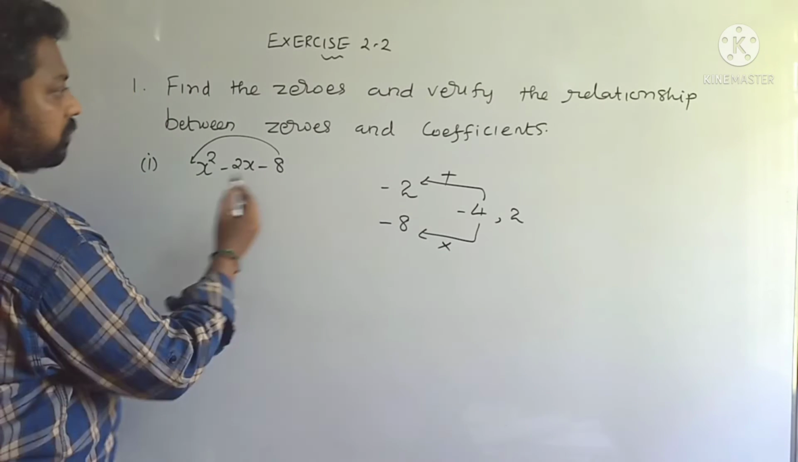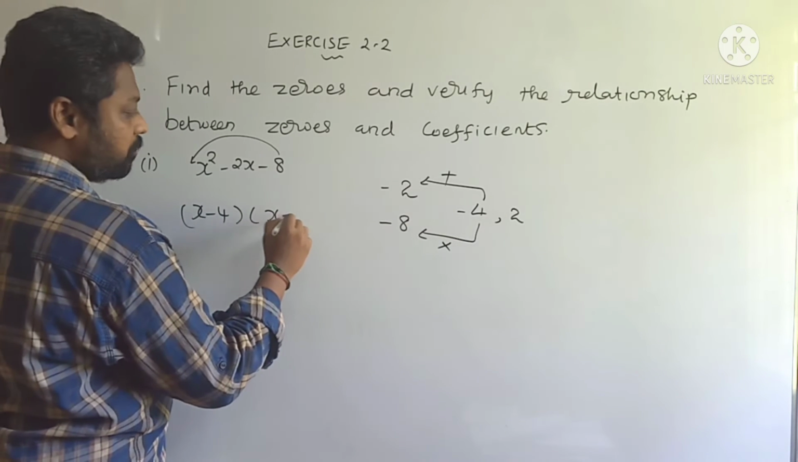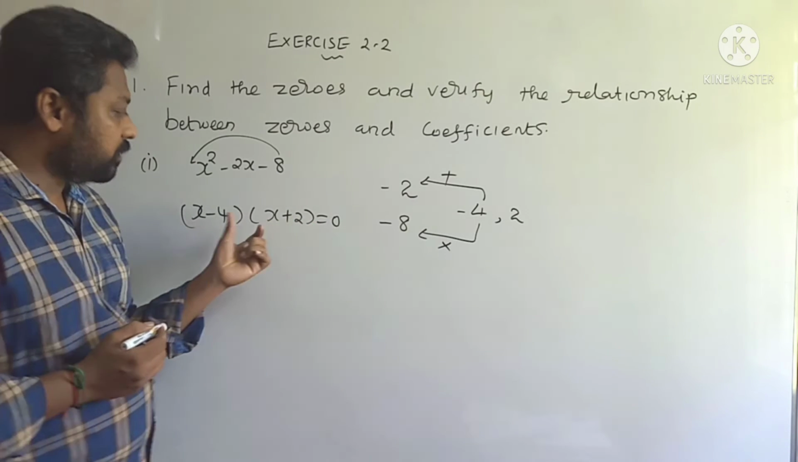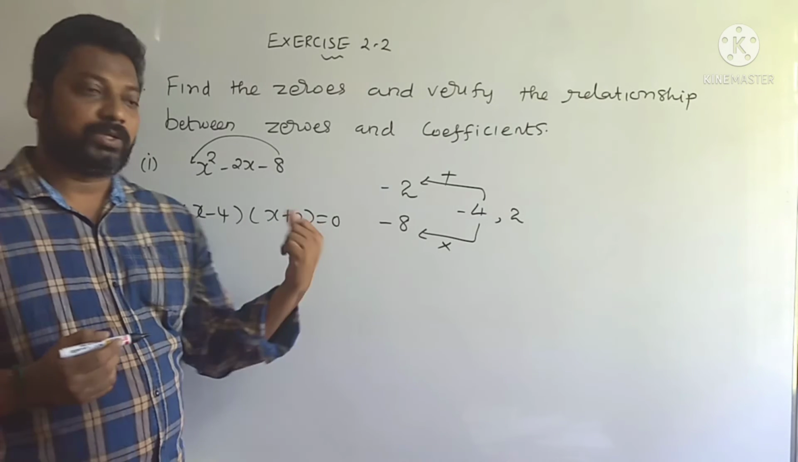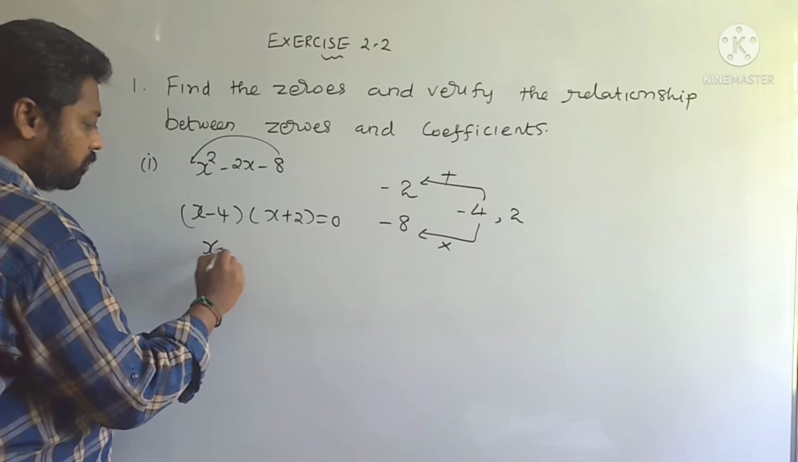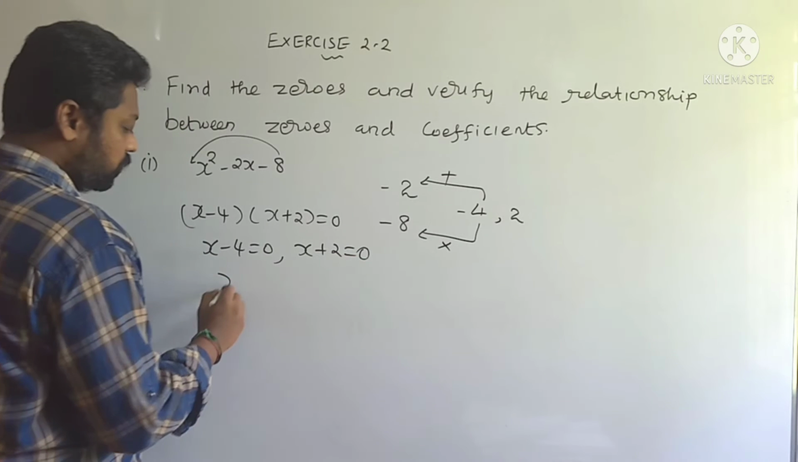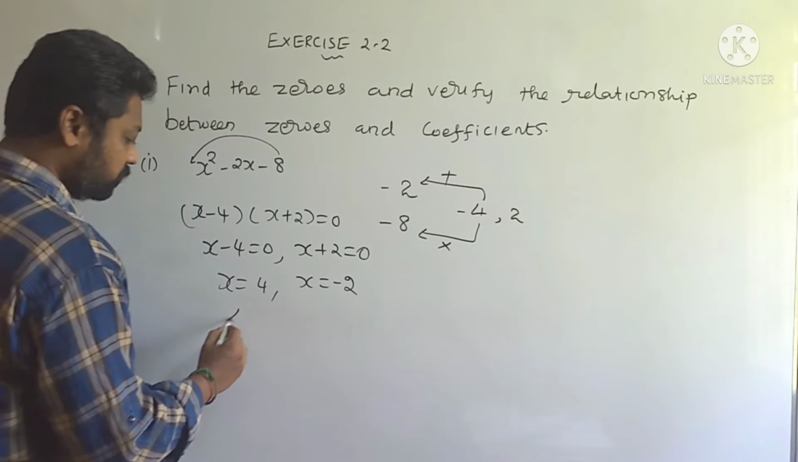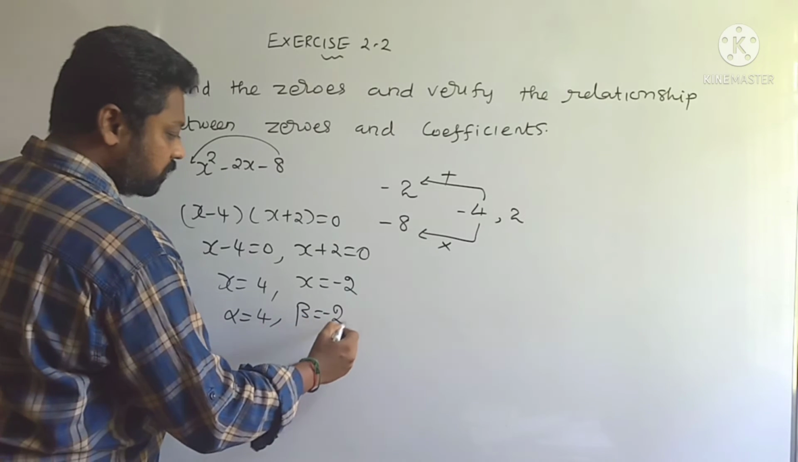So what is the roots? x minus 4 into x plus 2 equal to 0. So why we equate to 0? To find the zeros of the polynomial, we have to equate the polynomial to 0. So x minus 4 equal to 0, x plus 2 equal to 0. So x equal to 4, x equal to minus 2. So first solution we take it as alpha, second solution we take it as beta.